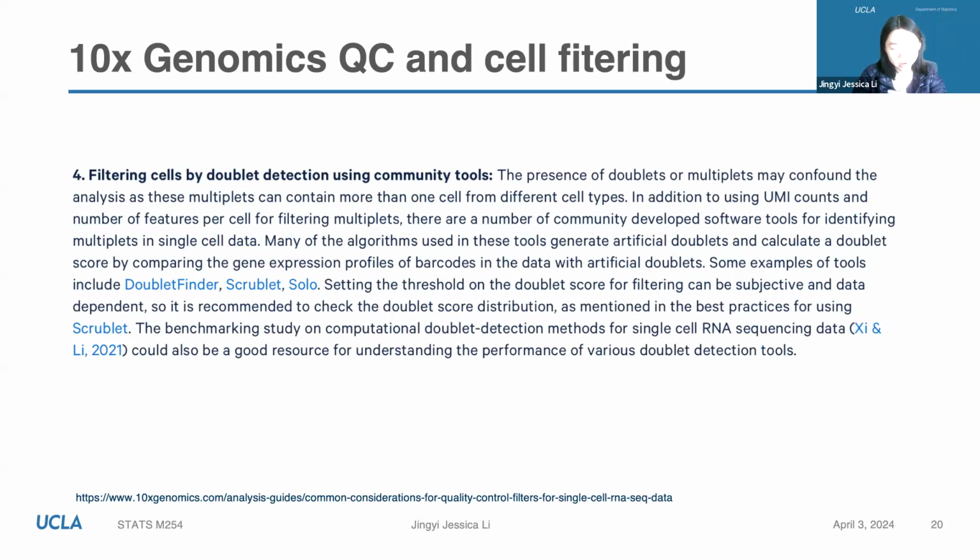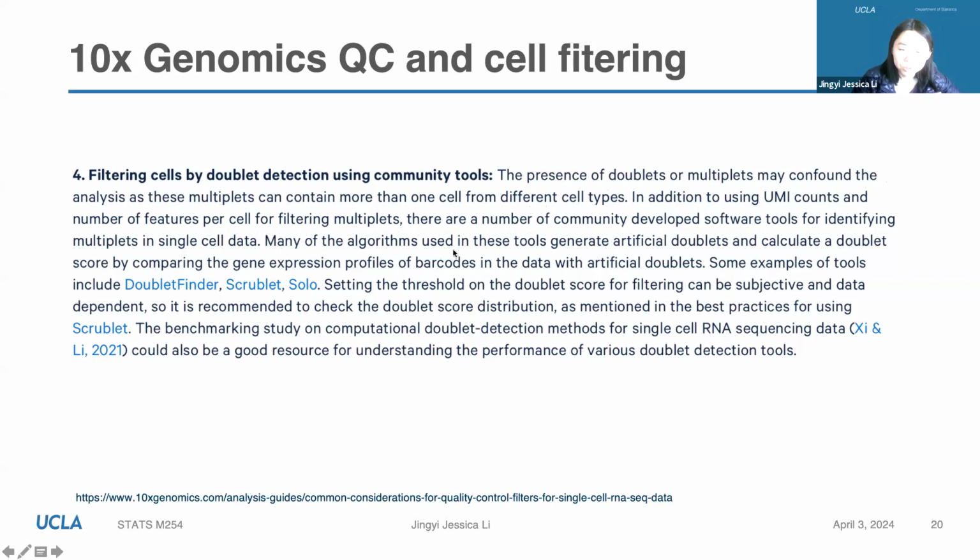Criteria 4 to 6 are not in Seurat, but there are community-developed tools for this purpose. First, doublet detection. The presence of doublets or multiplets may confound the analysis, as these multiplets can contain more than one cell from different cell types. In addition to using UMI counts and number of features per cell for filtering multiplets, there are a number of community-developed software tools for identifying multiplets in single-cell data.